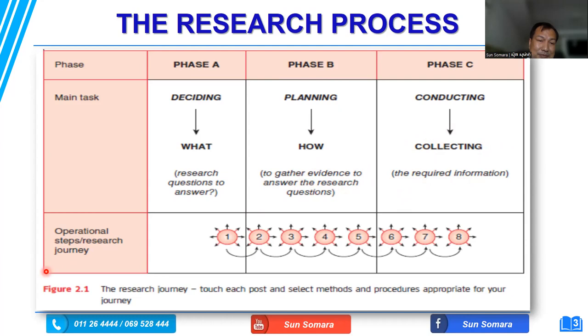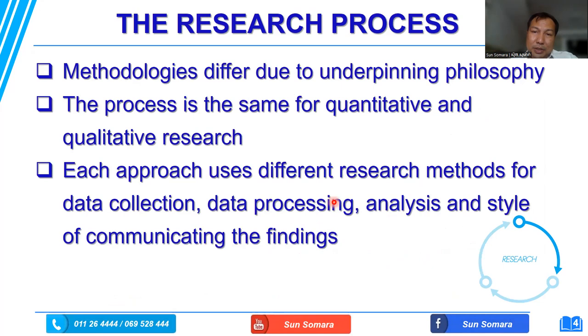We just have the operational step and research journey. You can say we just have from step number one to step number eight in here, from what you can see in the content at the moment. So phase A has step one, phase B has other four steps, and phase C has other three steps in here. So this part is just to show you and reflect the previous slide as well, right? Let's continue.